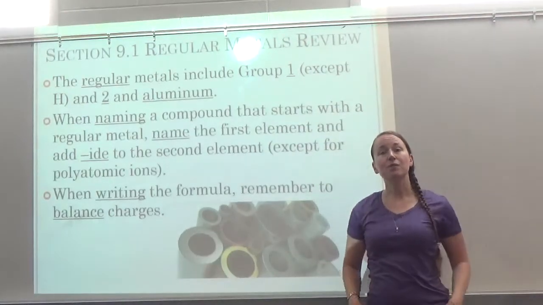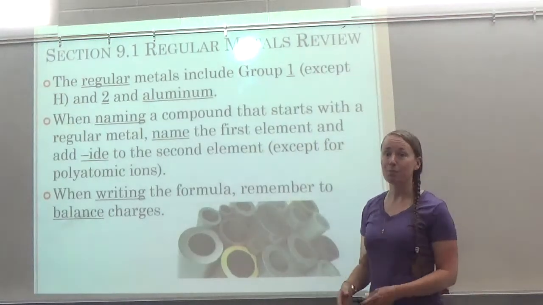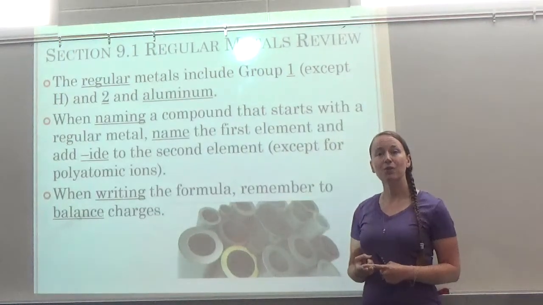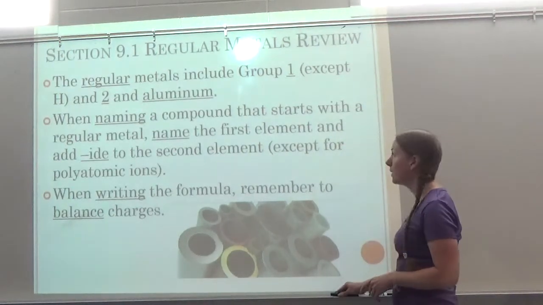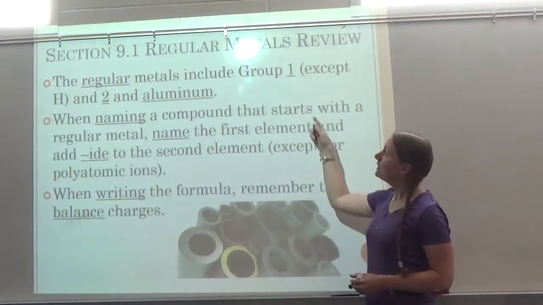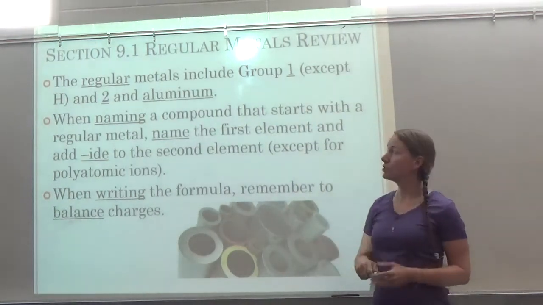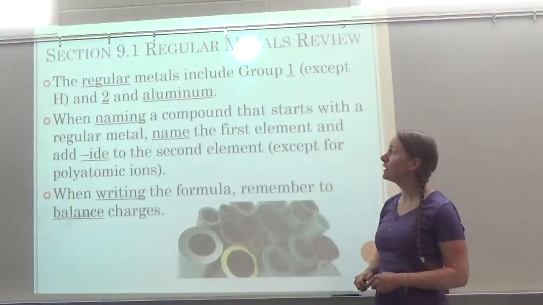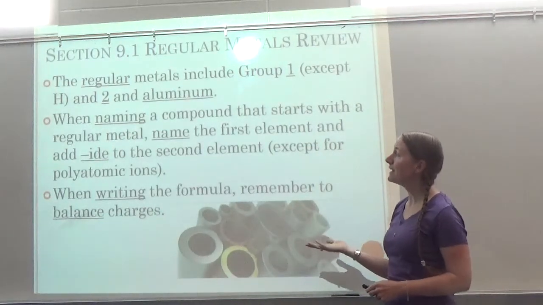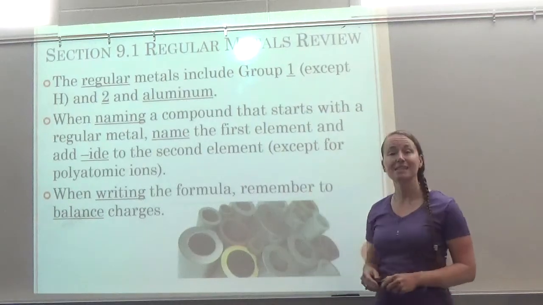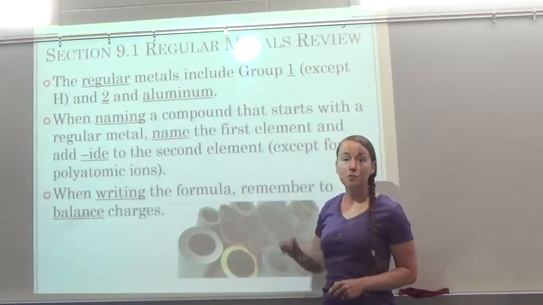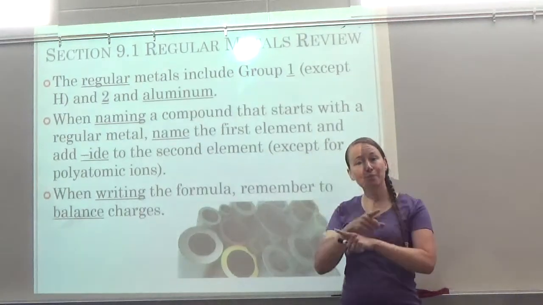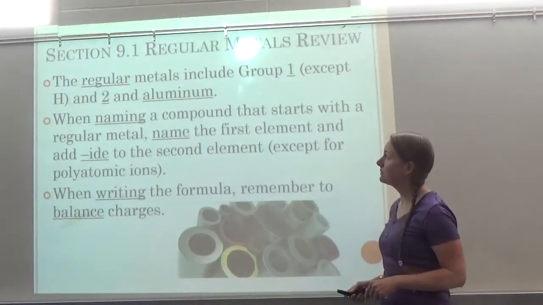Alright, so we're going to go ahead and review sections 9.1 through 9.3. So we're going to cover how to name regular metal compounds, transition metal compounds, and compounds that start with nonmetals. Alright, so the regular metals include group 1 except hydrogen, group 2, and aluminum. When naming a compound that starts with a regular metal, you name the first element and add "-ide" to the second element unless it's a polyatomic ion. So you might also want to get your polyatomic ion sheet out too. When writing the formula, don't forget to balance or cross your charges.